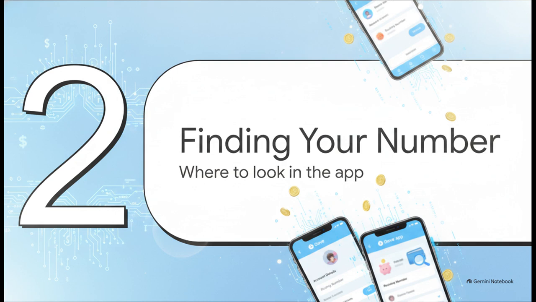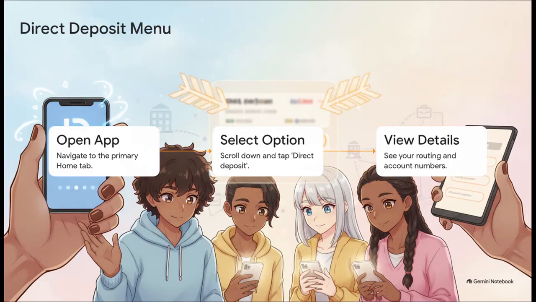Section 2. Finding your routing number and exactly where to look in the app. The absolute easiest way to find your info is right through the direct deposit interface. Just pull open the Dave app, go to your primary home tab, scroll down a bit, and tap the direct deposit option. Boom! Right there, you'll see your fully formatted partner bank name, your routing number, and your account number. It perfectly prepares everything for you to share directly with an employer.